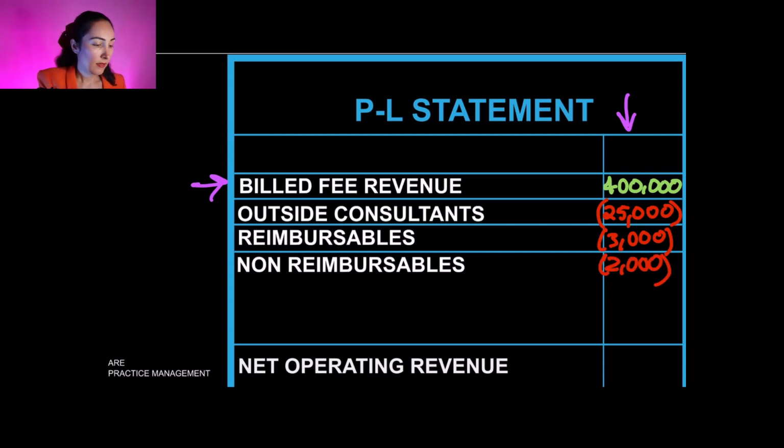When you subtract these 3 items from the billed fee revenue, then you get, drumroll please, the net operating revenue. Yes, the leftover revenue is the $400,000 minus the $25,000, $3,000, and $2,000, and that amounts to $370,000 of net operating revenue. This is the firm's baseline, or their ground truth for operating revenue that reveals just how much the firm really has to spend on all of its own expenses.